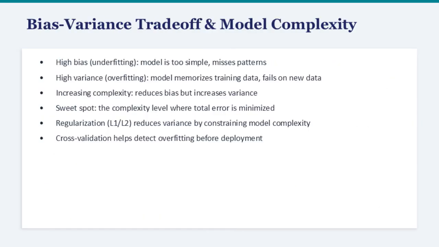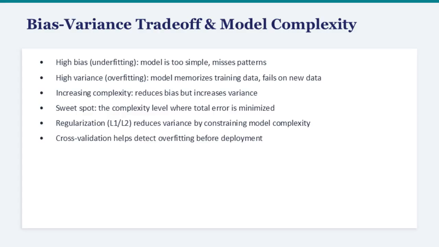Now let's talk about bias-variance trade-off and model complexity. The bias-variance trade-off is a fundamental ML concept and it is very important. High bias means underfitting. The model is too simple to capture the patterns in the data. It performs poorly on both the training and the test dataset. High variance, on the other side, means overfitting. The model memorizes your training data very well, including the noise. It performs really well on the training data, but fails on new data.